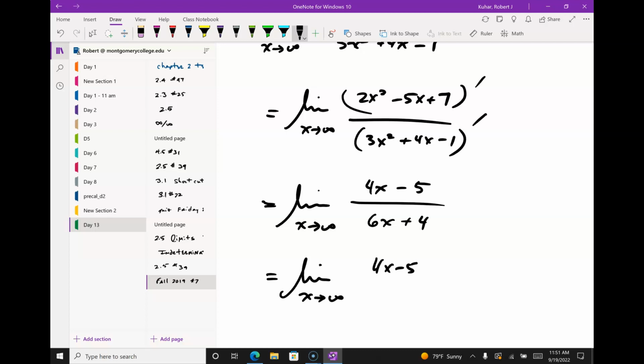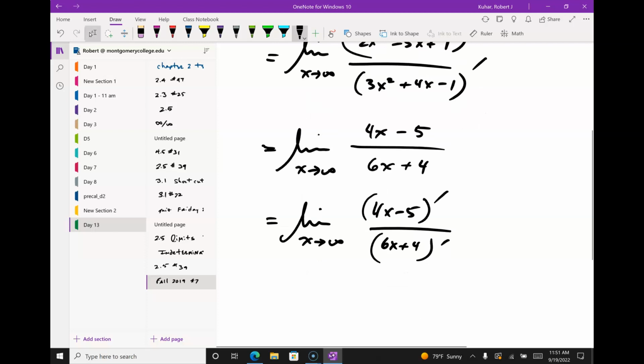So I get 4x minus 5, I'll take the derivative of that, and then 6x plus 4, take the derivative of that. What do I get? I get the limit of 4 over 6, don't I? So it's 2/3. Right? You with me there, Ephraim?